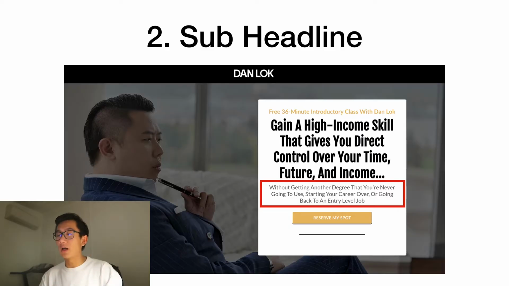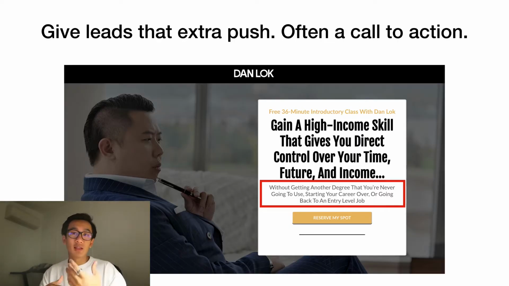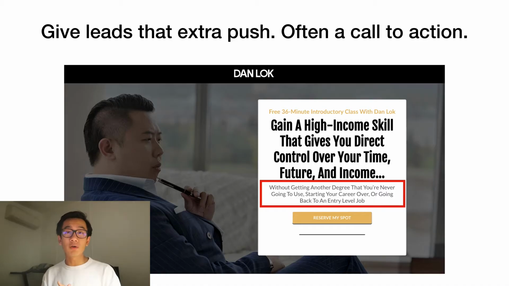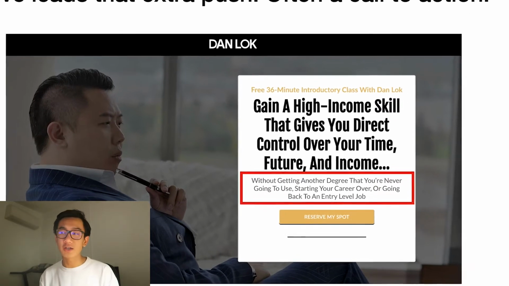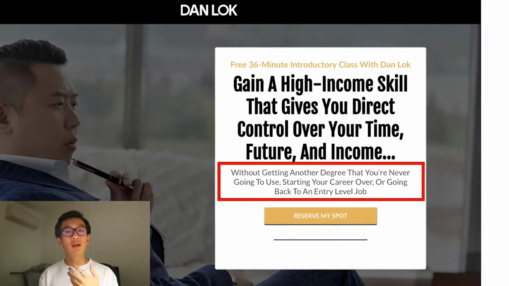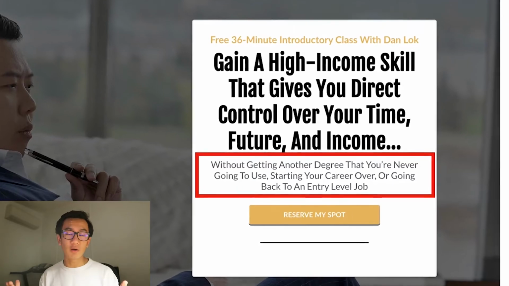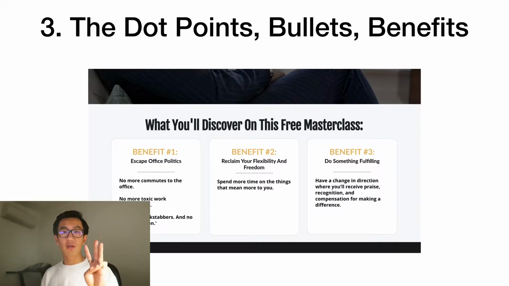2, a subheadline. The subheadline gives the lead an extra push, and it's often a call to action. So it gives extra information that you can't fit into your headline because it would make your headline look way too long and crowded. Most of the time it also gives a call to action, such as sign up below, click the button below, reserve your spot now, and it basically gives a small nudge to the client to go ahead and make that jump and opt in.